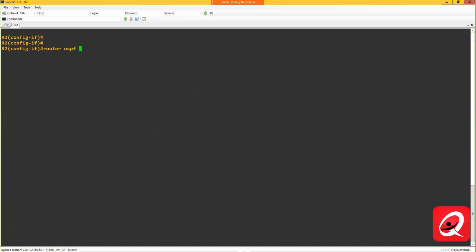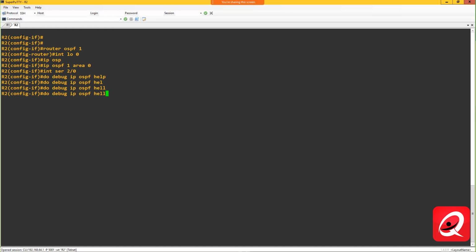Router OSPF 1, interface loopback 0, IP OSPF 1 area 0, and interface serial 2/0 IP. Actually, let me do this. Let's do a debug IP OSPF hello packets, and hello, and let's do adjacency, and let's do events. We're going to get all these things. And now let's turn on OSPF on that interface. IP OSPF 1 area 0.